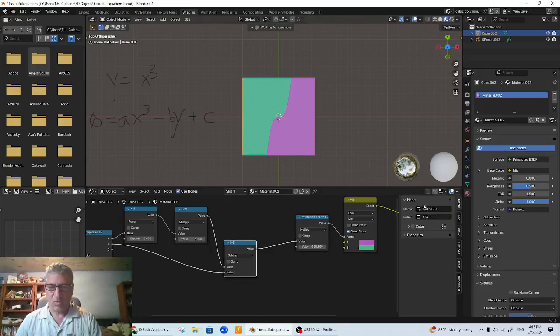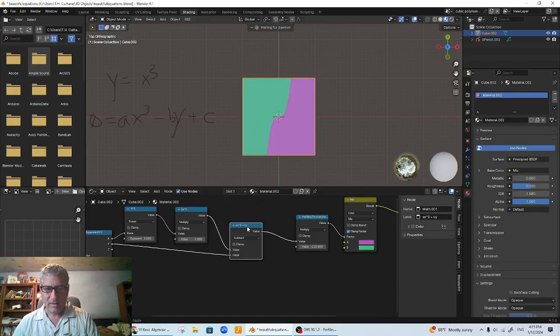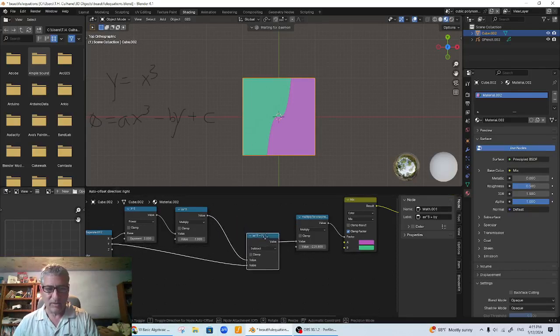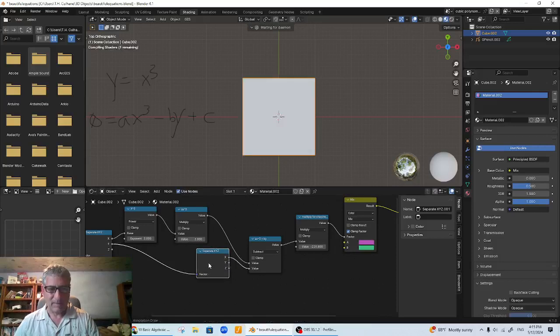This one here was the ax cubed minus by. That's what that one was there. Now to get a by in here, what we need to do is have a node before we subtract the y that we pop in here. Oops, it's not a separate XYZ node. It's just another math node.